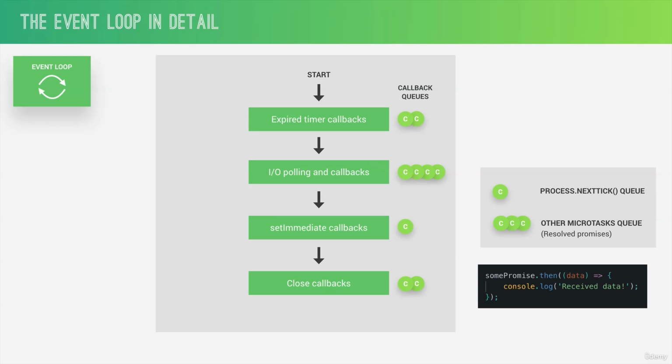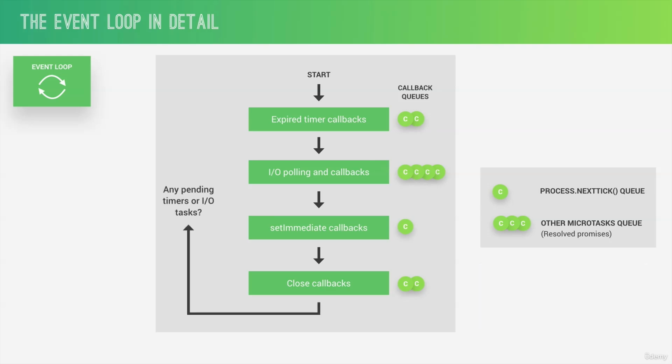And the tick is basically just one cycle in this loop. So now it's time to decide whether the loop should continue to the next tick or if the program should exit. And how does Node do that? Well, it's very simple. Node simply checks whether there are any timers or I/O tasks that are still running in the background. And if there aren't any, then it will exit the application. But if there are any pending timers or I/O tasks, well, then it will continue running the event loop and go straight to the next tick.